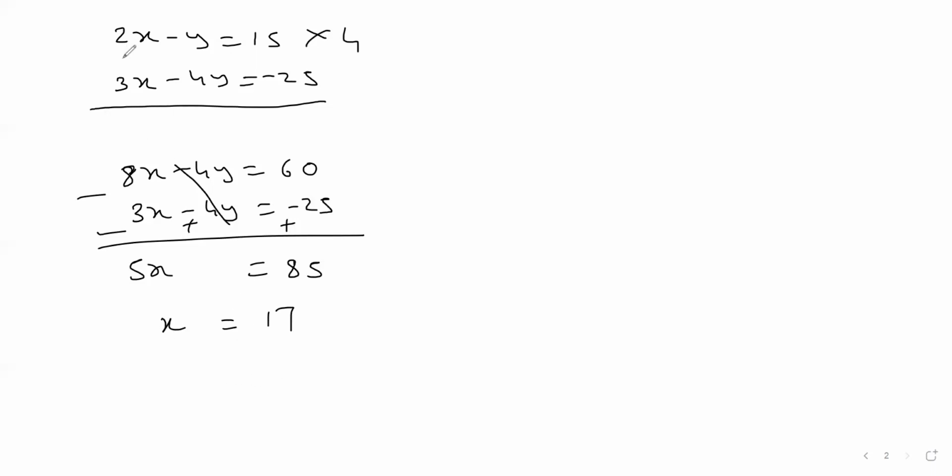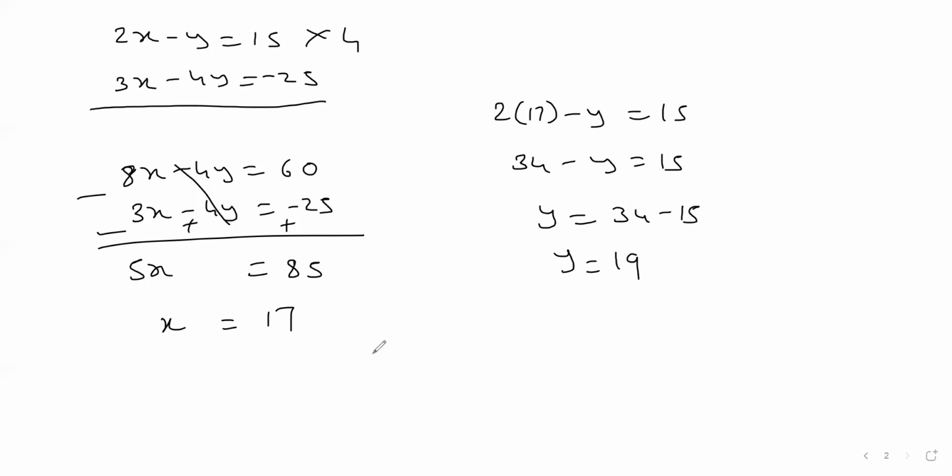If I put x = 17 in any one of the equations, 2 into 17 minus y is equal to 15. 34 - y = 15. y = 34 - 15. So y will become 19. So now my question-wise answers: this is the way I'll present it. Answer for question 1, x bar is 17. Question 2, y bar is 19.